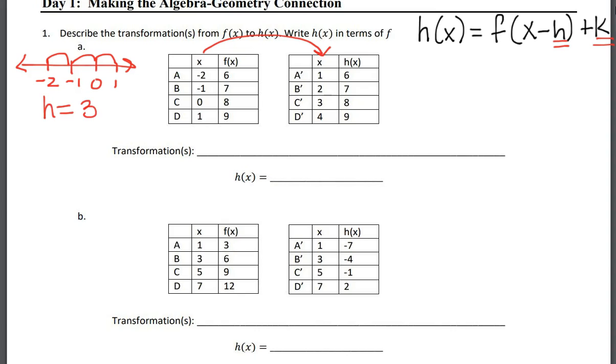When we compare the y values, f of x to h of x, we don't see a change. So that would mean that k is 0. So the only transformation we have is from h, which is going to shift 3 units to the right.